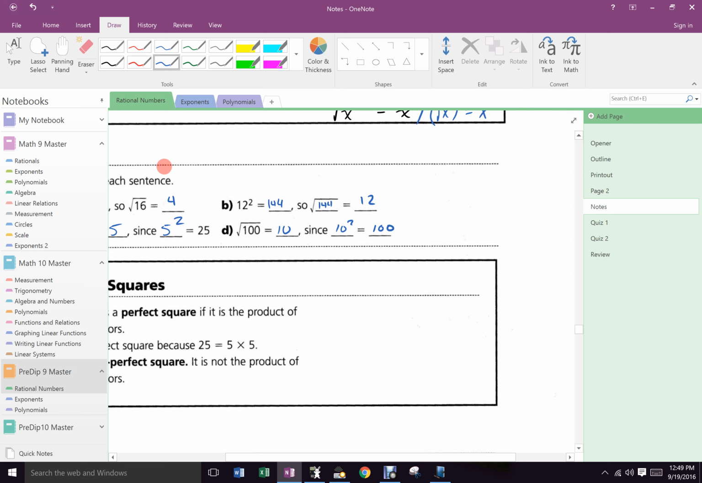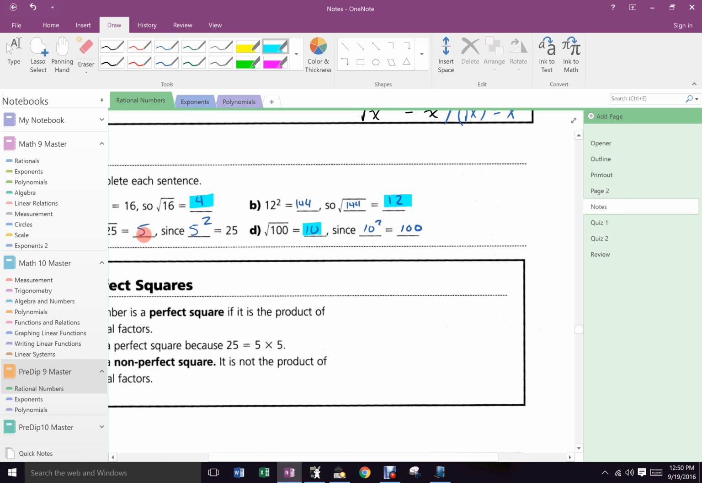Now, let me ask you this. All of those things we just wrote are half of the answers. Why? That, and that are half of the answers. Who can explain to me where the other half come from?